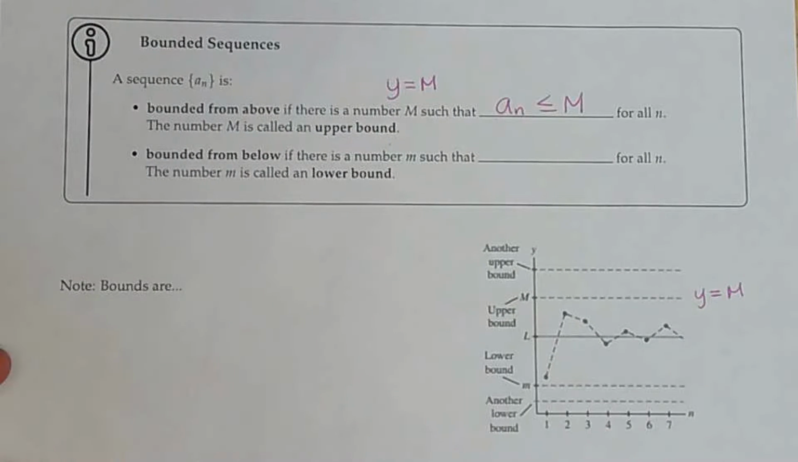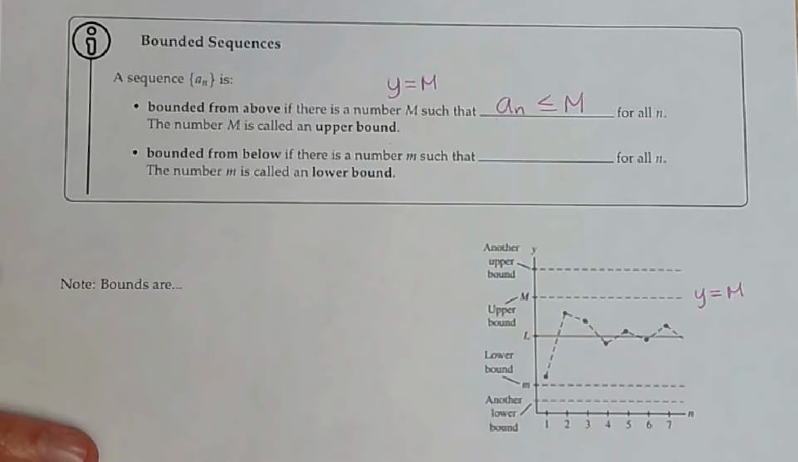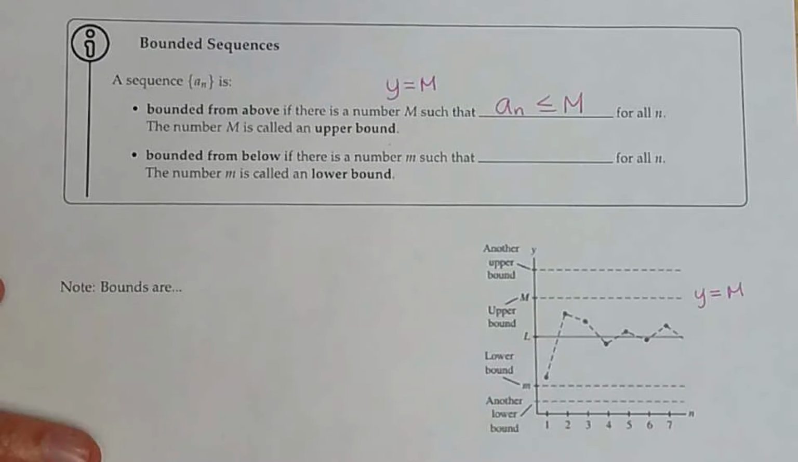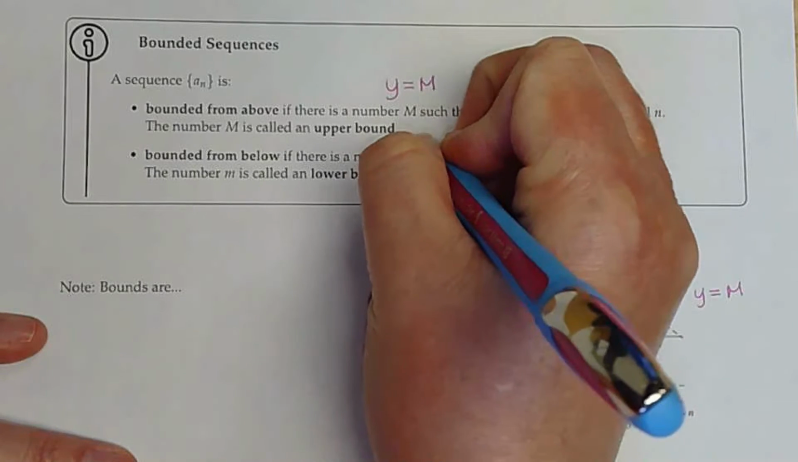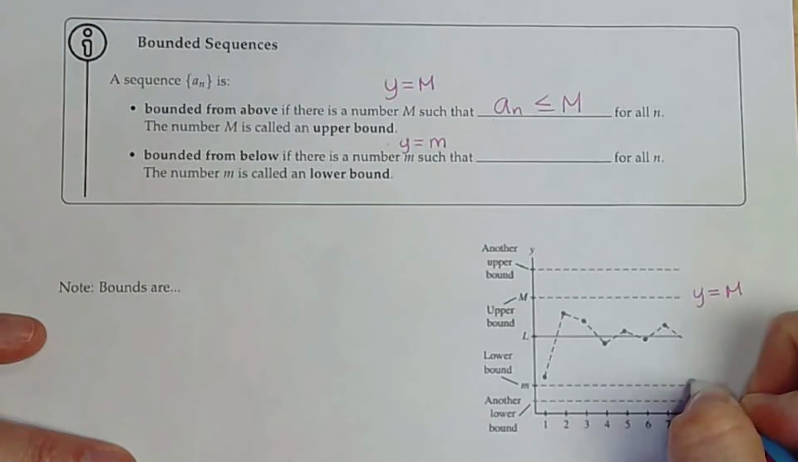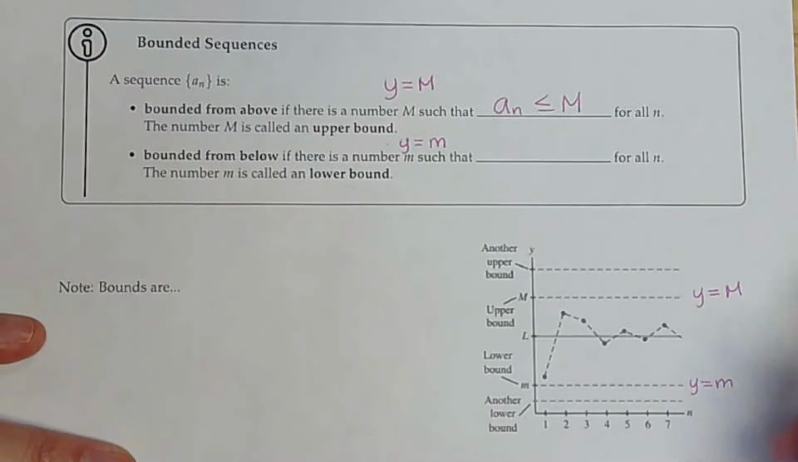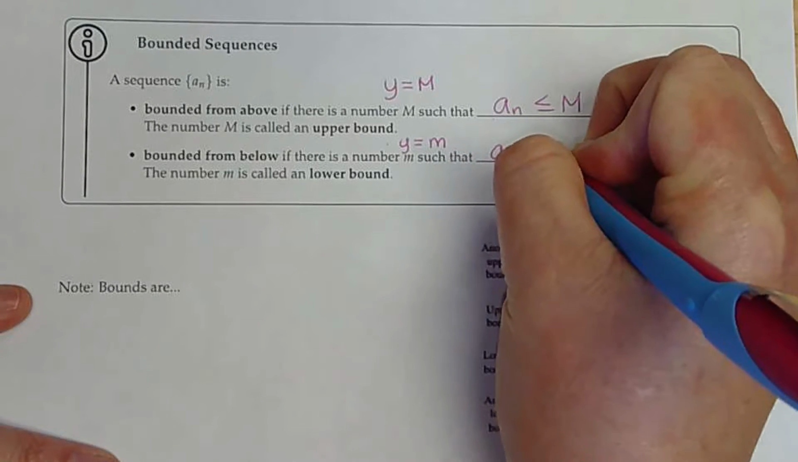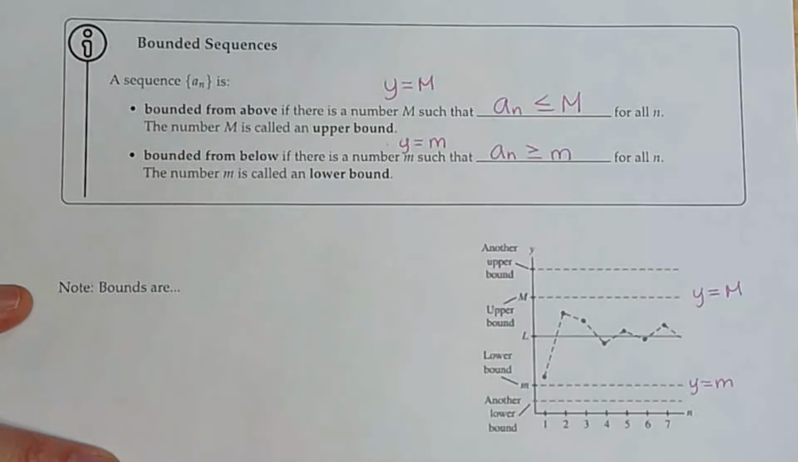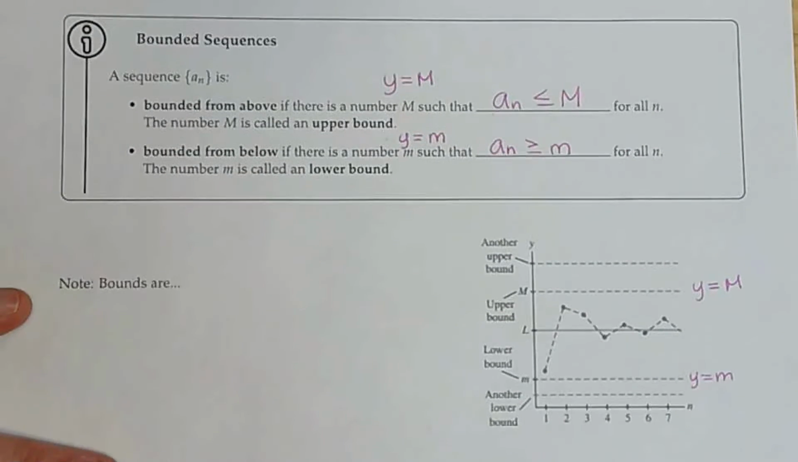Similarly, if our sequence is bounded from below, there is a number lowercase m, so that would be y equals lowercase m, such that all the terms of the sequence are bigger than or equal to little m. We would write that as a sub n is greater than or equal to lowercase m. We would call that a lower bound.